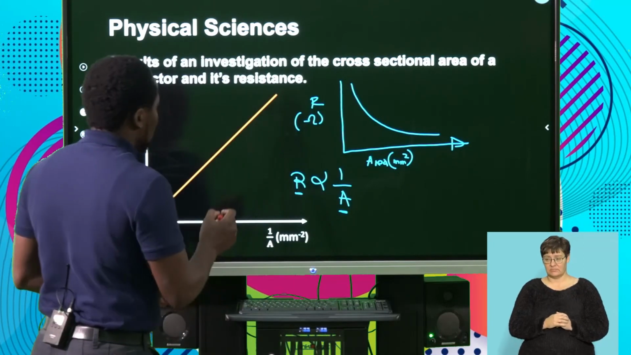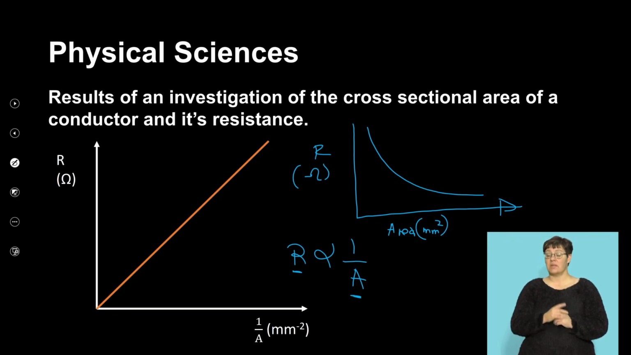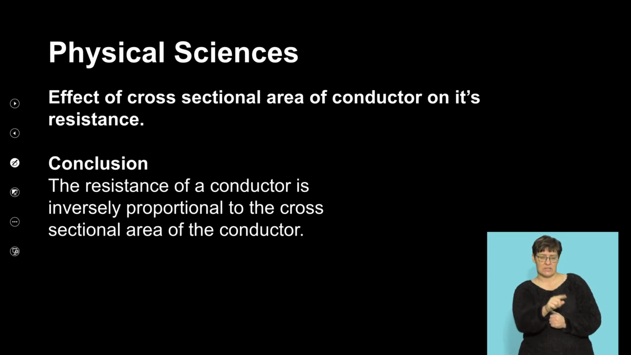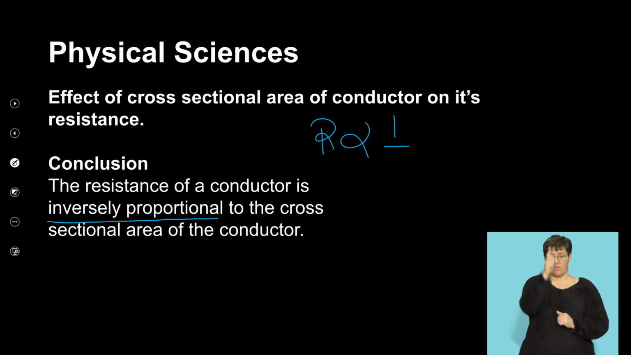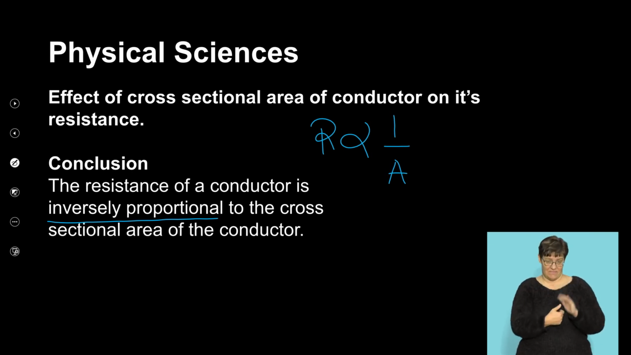So in this case, we would agree that the resistance is directly proportional to the reciprocal. But in terms of the area and the resistance, they are inversely proportional to each other, because this straight line graph passes through the origin. So in conclusion, the resistance of a conductor is inversely proportional to the cross-sectional area of the conductor. Mathematically, how do we represent that? We're saying R is inversely proportional to cross-sectional area, because this is a linear graph. So we are sure that this is an inverse proportional type of relationship, right?